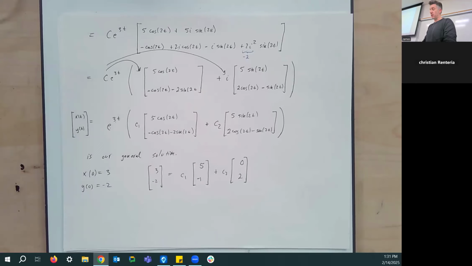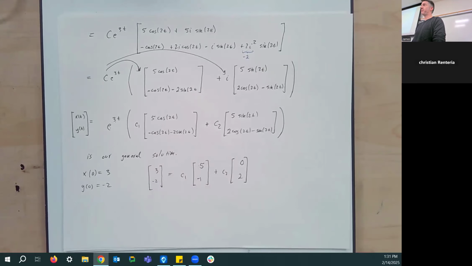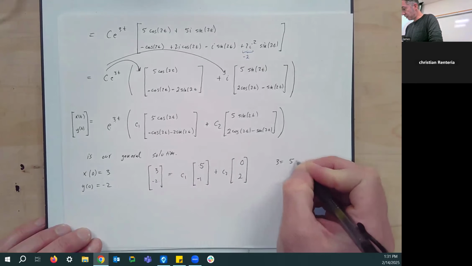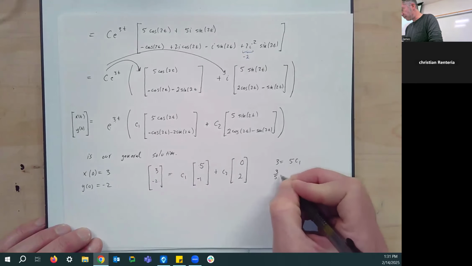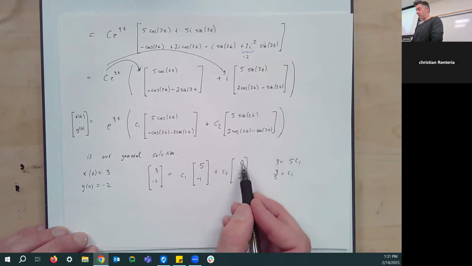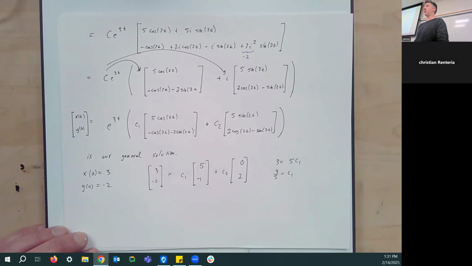Ah, yes, this is convenient. I think this happens quite a bit: you're going to get a 0 in at least one of your spots. It makes it really easy to figure out what C1 and C2 are. So I know that 3 is equal to C1 times 5, which means C1 has to be 3/5. Because there's a 0 there, 0 times C2 plus 5 times C1 has to equal 3. So I automatically get to figure out C1 without having to do really anything.